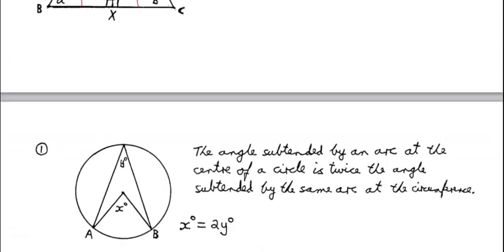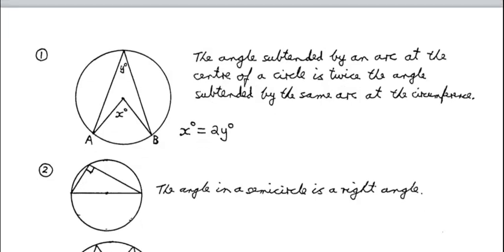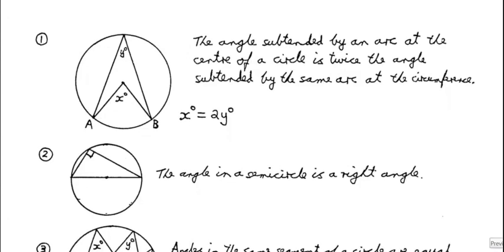I'll look at some circle geometry. Now, the angle subtended by an arc at the center of a circle is twice the angle subtended by the same arc. So an arc is a curved part of the circle. Okay, so we're looking at the arc from A to B. So the angle subtended by an arc at the center of a circle, now here's the center of our circle right in here, is twice the angle subtended by the same arc at the circumference. So in other words, this angle here, the X angle, is double the Y angle. Okay, that's what we're trying to get at there.